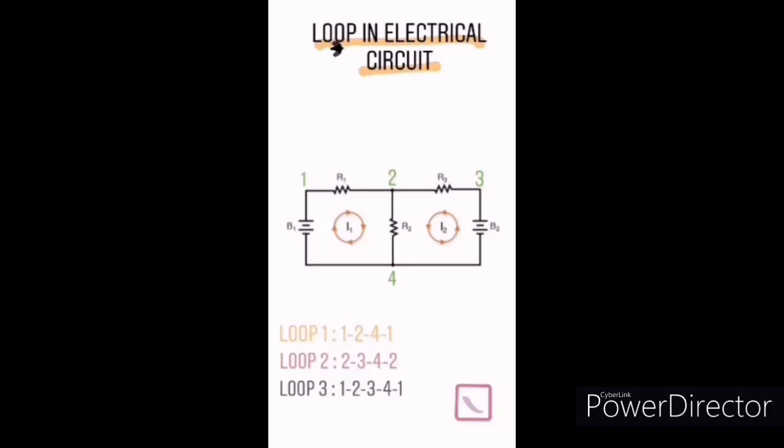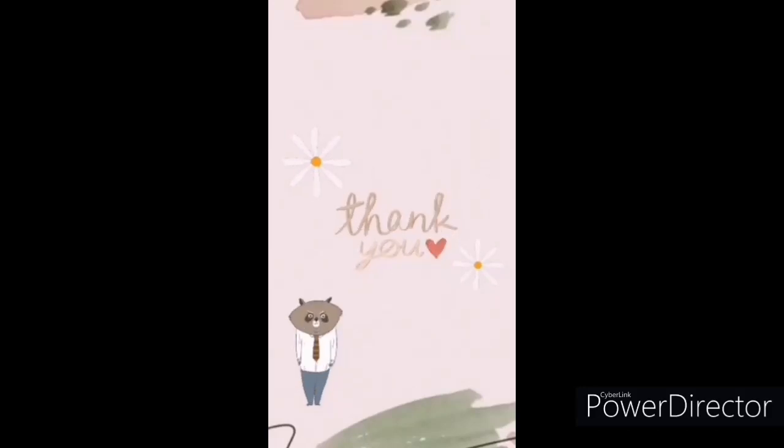Next it connects at node 4 and lastly goes back to node 1. So basically, this circuit consists of 3 loops. I hope all of you can understand the explanation of this topic, which is the definition of branches, loops, and nodes in a circuit.